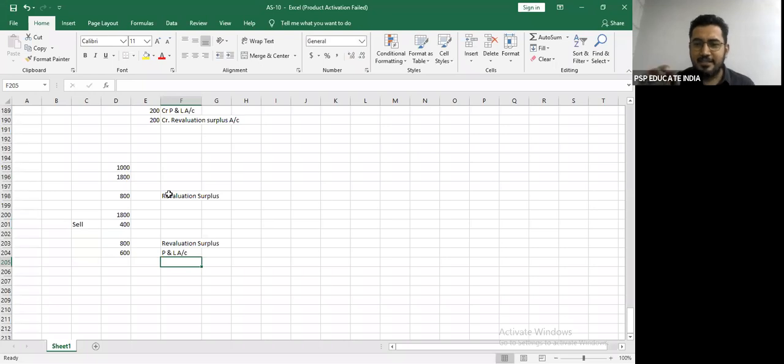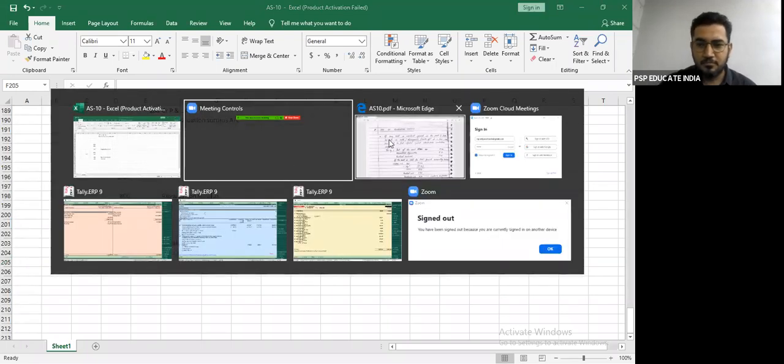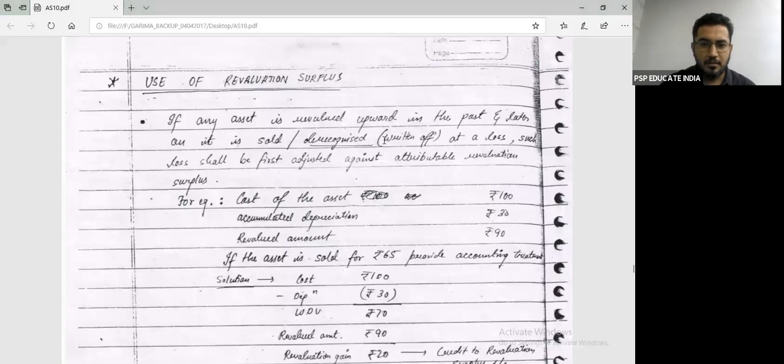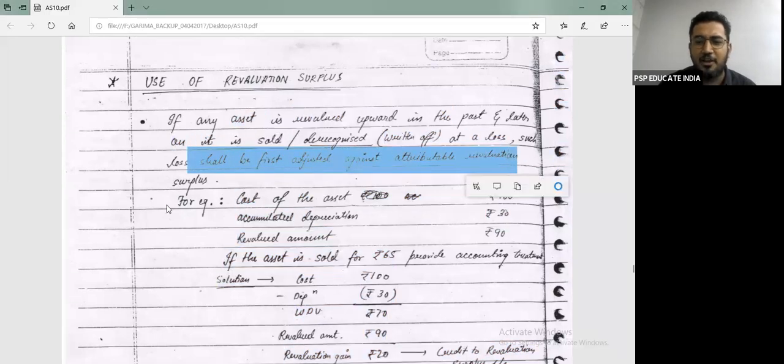Are you getting it? This is known as use of revaluation surplus account. Right, see, I'm reading this for you. If any asset is revalued upwards in the past and later on it is sold or derecognized at a loss, such loss will first be adjusted against attributable revaluation surplus. Very important. Such loss will first be adjusted against attributable revaluation surplus.